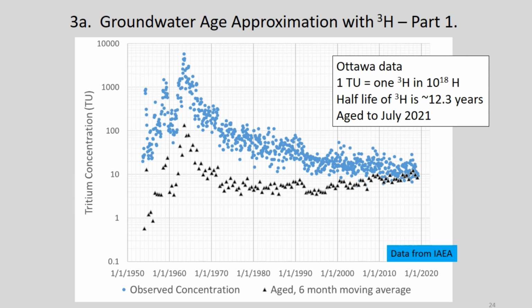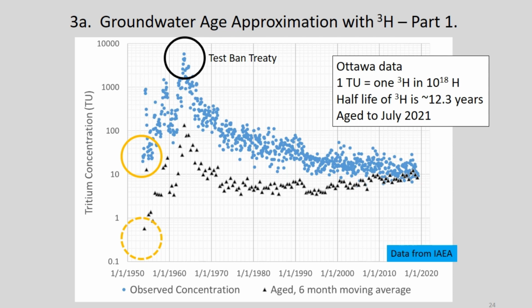And what we did here is we looked at the Ottawa data. These are the blue dots. This is monthly precipitation tritium, and this is a log scale. So initially, when readings were first taken, it was about 10 or 20 tritium units, and then due to atmospheric testing of bombs, the value of the precipitation in Ottawa went up to thousands of tritium units.